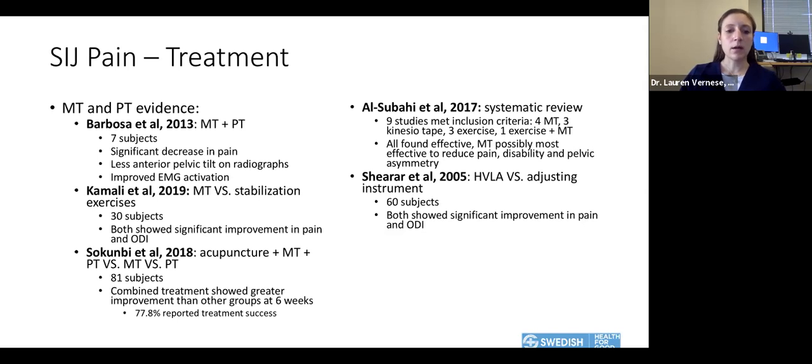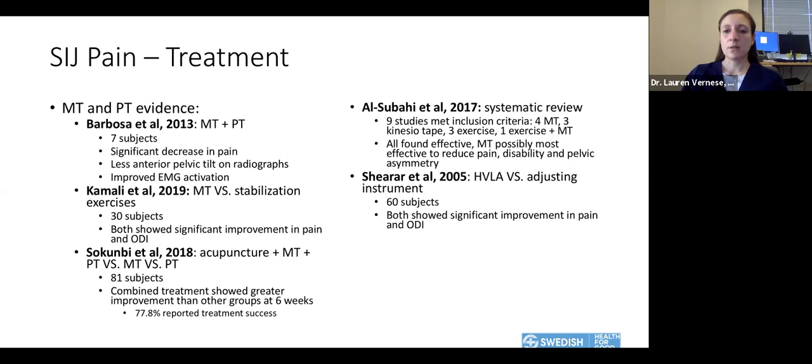This was seen at the 6-week mark, and they reported 78% improvement or treatment success. And there was another study in 2017. Basically, again, all of these were looking at different modalities, what can we use, and everything's always pretty much found effective.